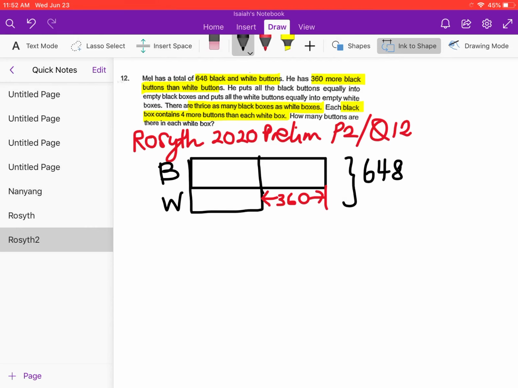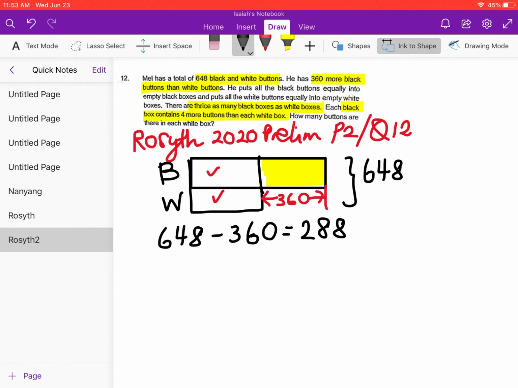Now based on this diagram, let us try to calculate how many black buttons and how many white buttons there are altogether. So let me take the total, 648, and minus away the excess part here, which I'm going to highlight in yellow. So I'm going to take away 360. If you punch a calculator, it works out to be 288. So 288 will be for these two boxes here which I've ticked.